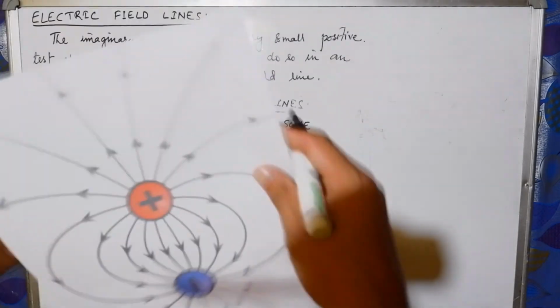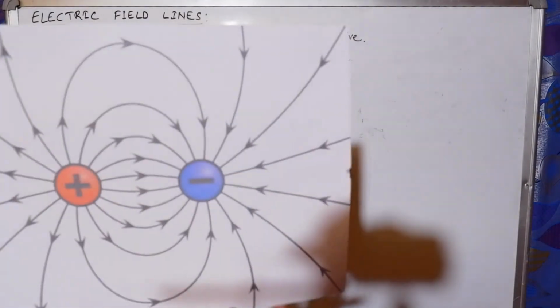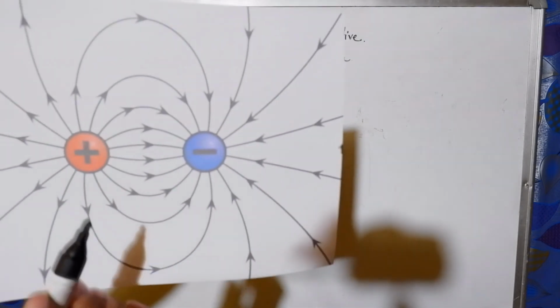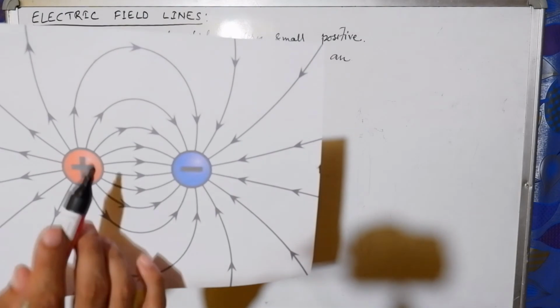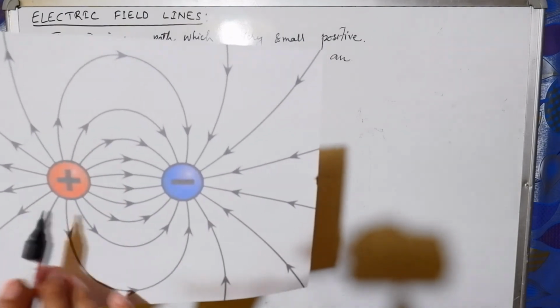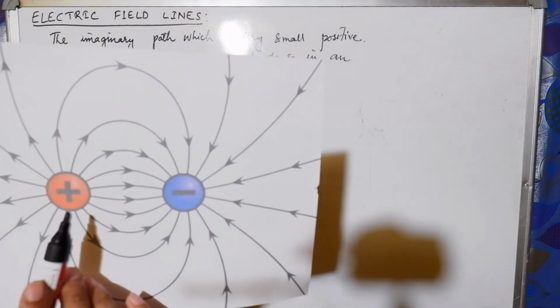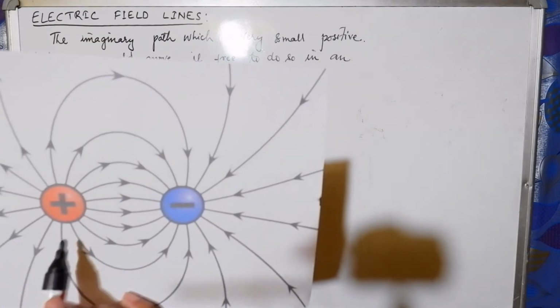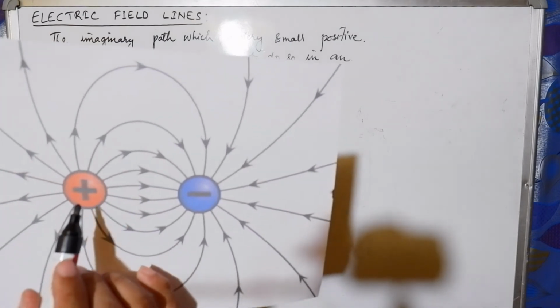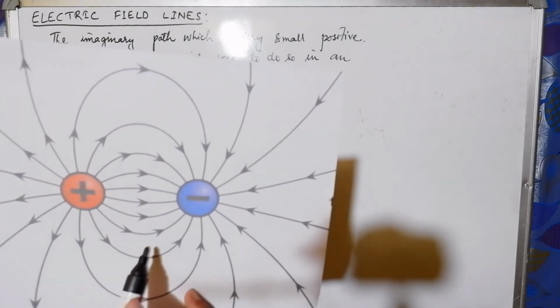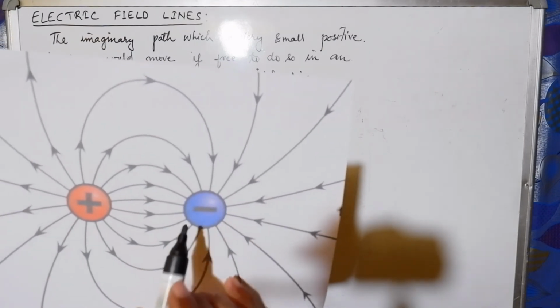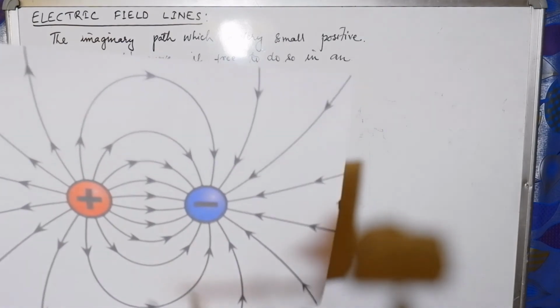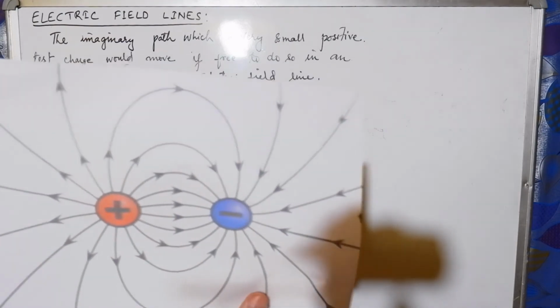The electric field lines will come out from the positive point charge, normal to the surface of the positive point charge. They will come from here, normal to the surface of the positive point charge, and they will enter again normal to the surface of the negative point charge, as we have seen in this diagram.